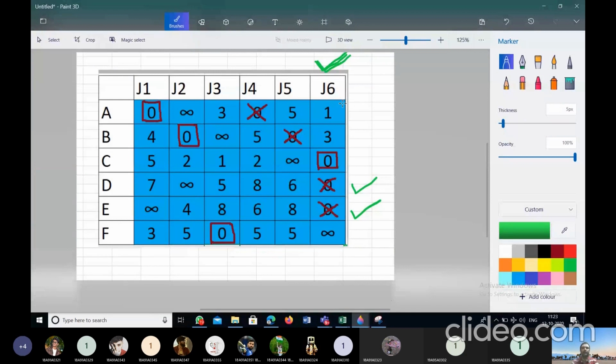Right. After column ticking, search for assigned 0 and tick that row. So there is an assigned 0 at C, third row. So I need to tick the row. Next, row tick అయ్యాక మళ్ళీ ఏం చేయాలి? Search for is there any crossed 0. So look at your C: 5, 2, 1, 2, infinity, no crossed 0. So I need to stop.